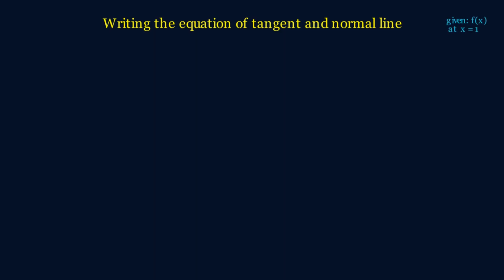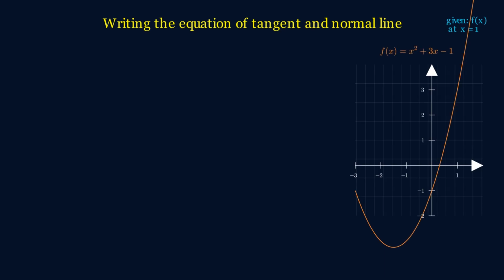Let's do another example to really lock this in. This time, the function is f of x equals x squared plus 3x minus 1 at x equals 1. And just like before, we're going to find the tangent and normal line at that point. We'll start again with the point-slope formula, same as in the last example. Y minus y1 equals m times x minus x1.